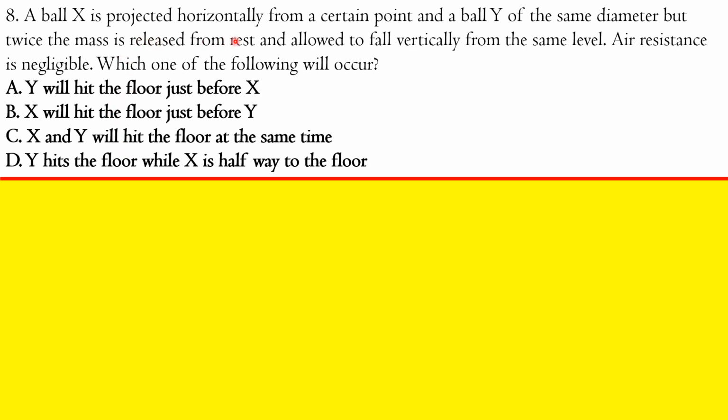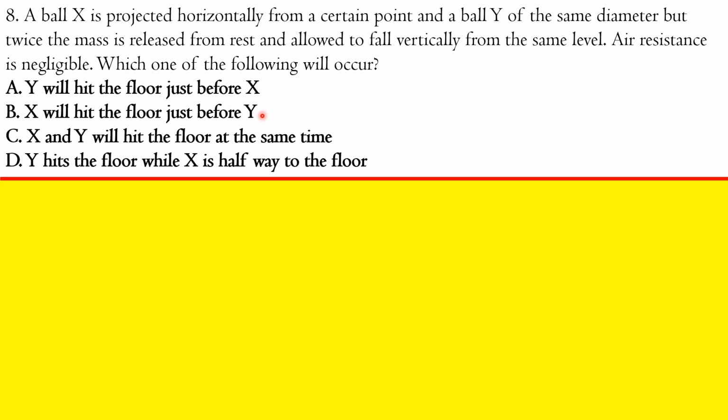A ball X is projected horizontally from a certain point, and a ball Y of the same diameter but twice the mass is released from rest and allowed to fall vertically from the same level. Air resistance negligible. Which one of the following will occur? Well, the fact that air resistance is negligible, I really don't care about their volumes. I'm sure this is talking about the time.